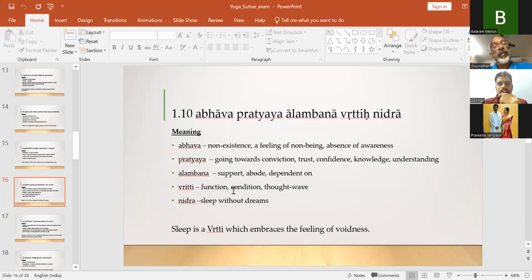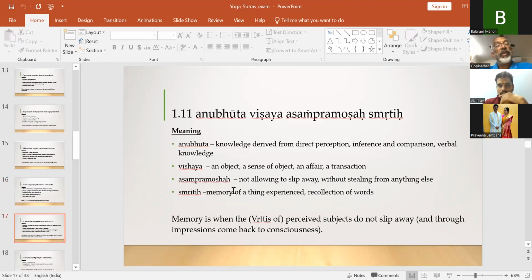Nidra, abhava means non-existence. Pratyayalambana vrittir nidra. See, in nidra it will be void. We don't have anything. But after getting up from sleep, we get a feeling. We get vrittis. That's why nidra is also considered a vritti. Sleep is a vritti which embeds a feeling of voidness.